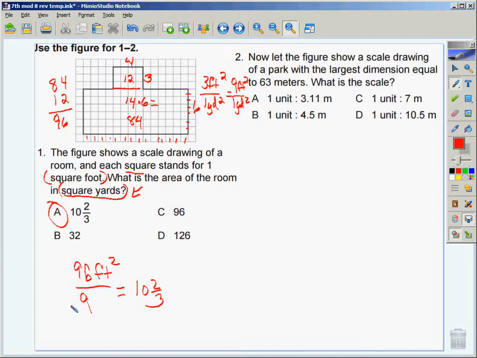10.666, if you put it in decimal form, the only answer then that would have made sense would have still been 10 2/3.